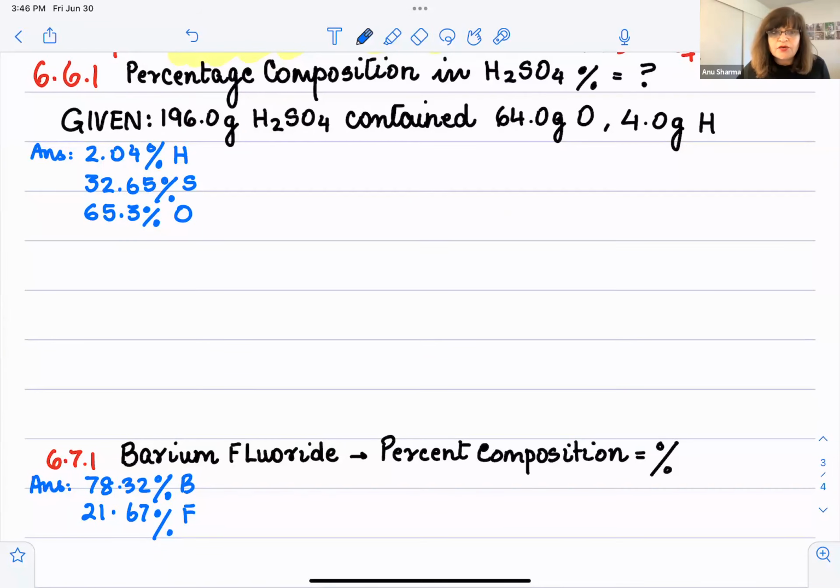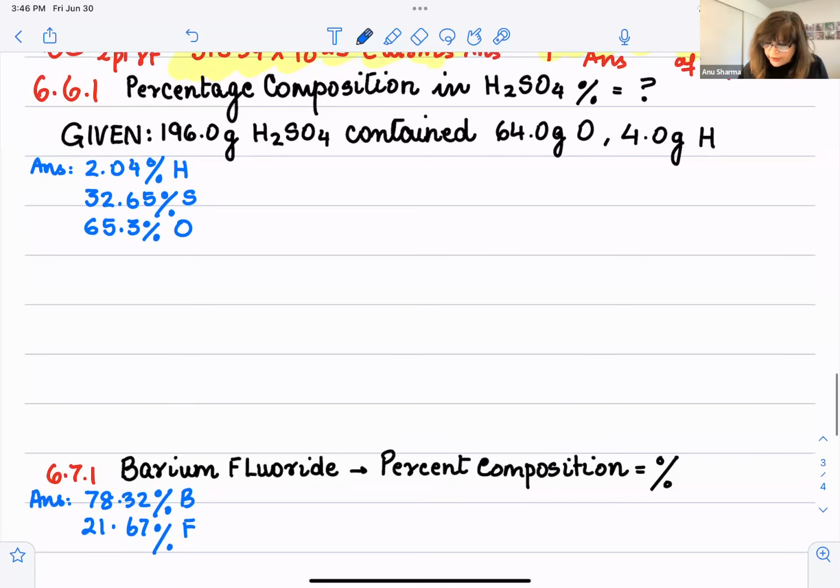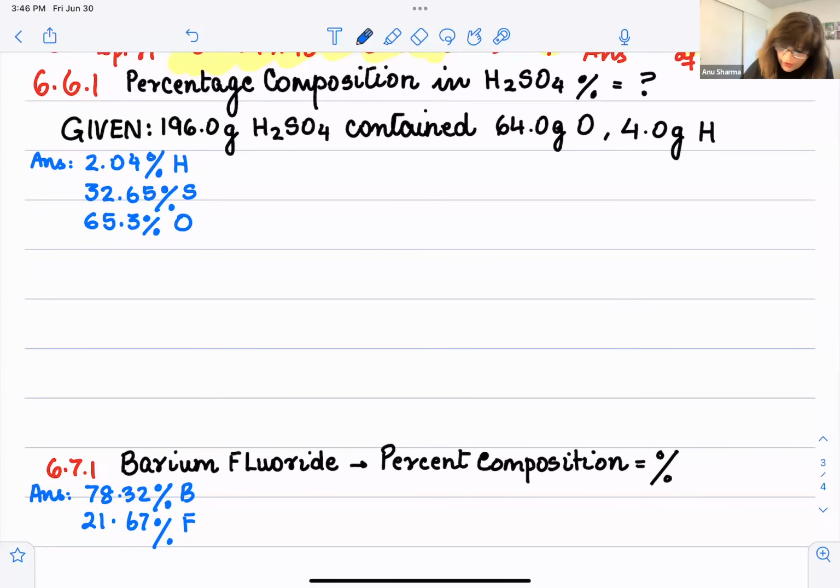In sulfuric acid, what is the percentage for hydrogen? What percent is sulfur, and what percent is oxygen? Okay, so the percentage of each of them we are going to calculate. You are given 196 grams of H2SO4, sulfuric acid, and you are also given 64 grams of oxygen, and 4 grams of hydrogen. So what will you do?